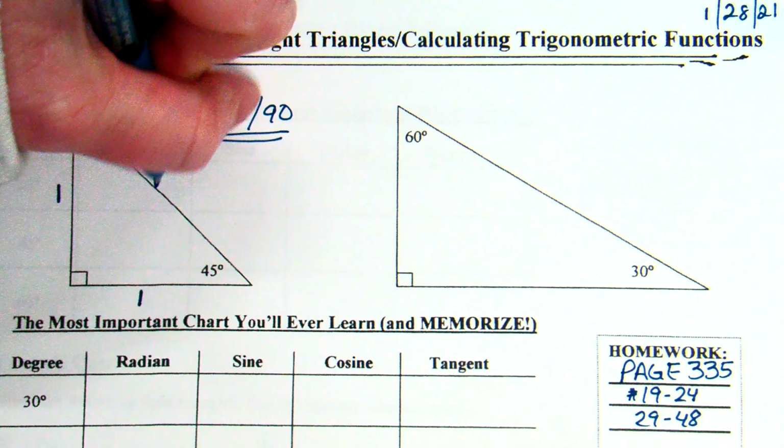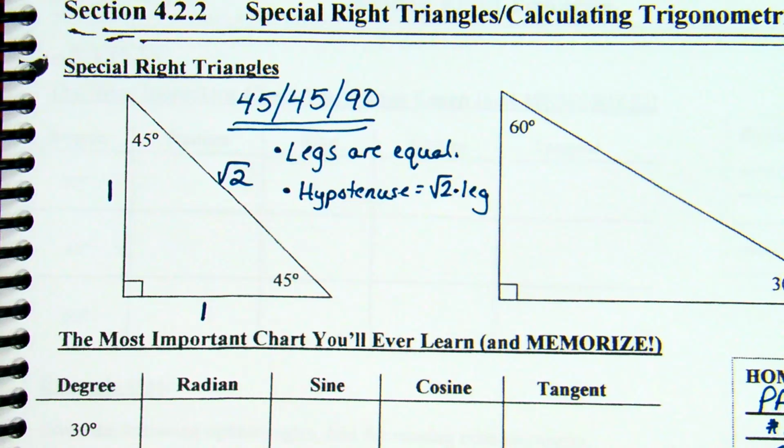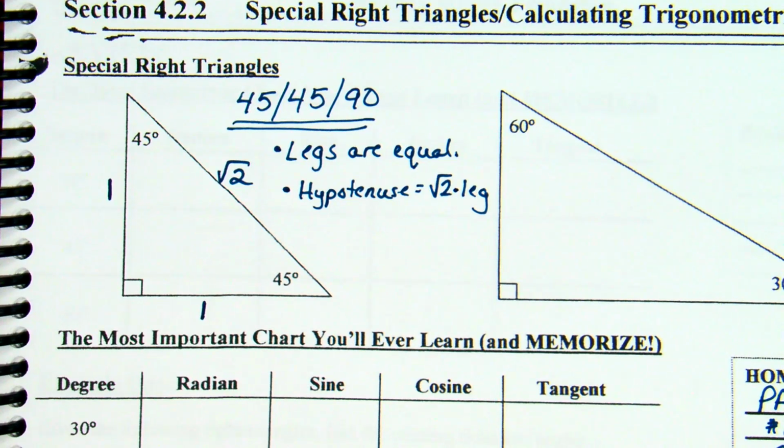So I'm going to write two things here. One, I'm going to write that the legs are equal, and that is always true. And the other piece of information I'm going to write is that the hypotenuse is equal to the square root of 2 times the length of the leg. And this is true of any 45, 45, 90 right triangle. If you know the length of one side in a 45, 45, 90 right triangle, you can find the other sides. Got it? So 1, 1, square root of 2.